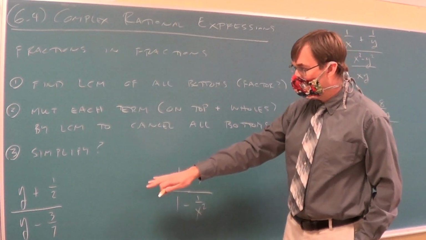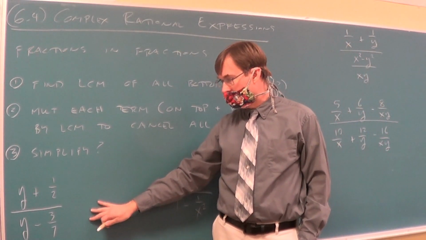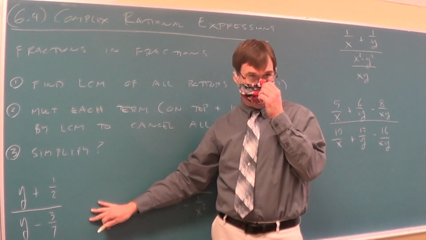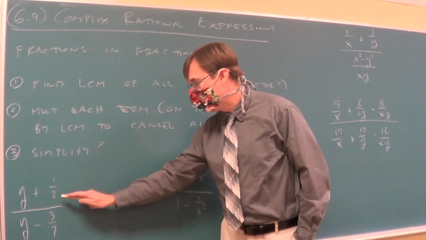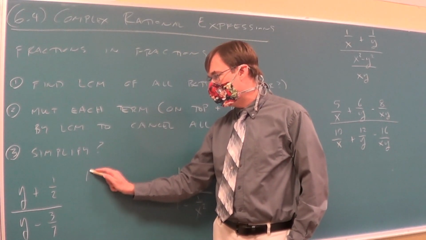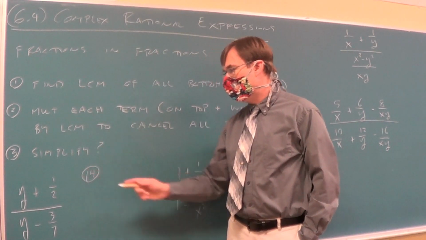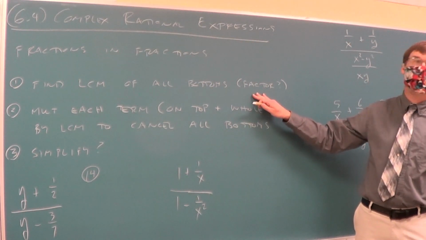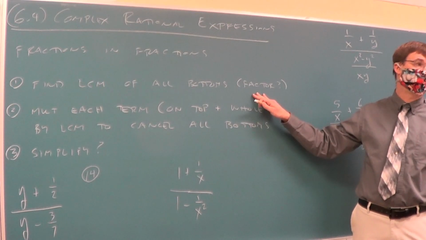So let's look at this one. Just look at the bottoms only. What would be the LCM of all the stuff that's on the bottoms? 14. There's a 2 on the bottom, there's a 7 on the bottom. LCM is something that those both go into, so 14 is the LCM. So that's our first move. Any question about picking LCMs? We've done that for a couple days now.